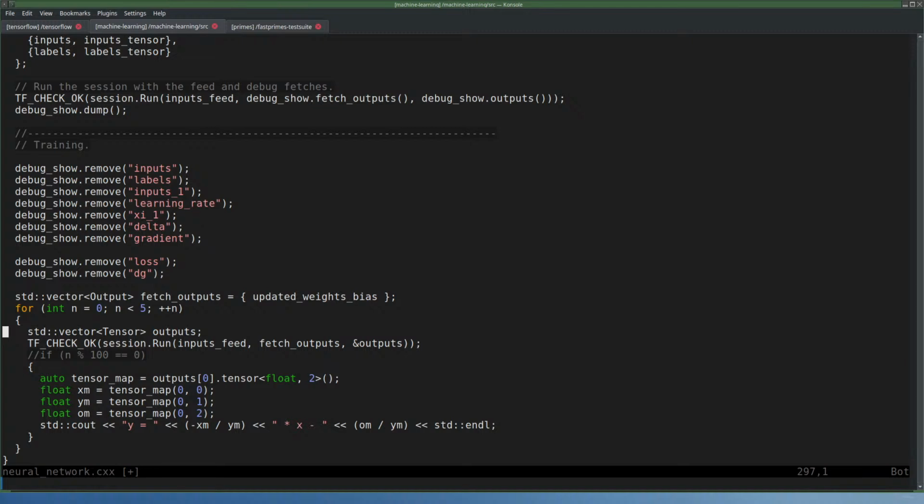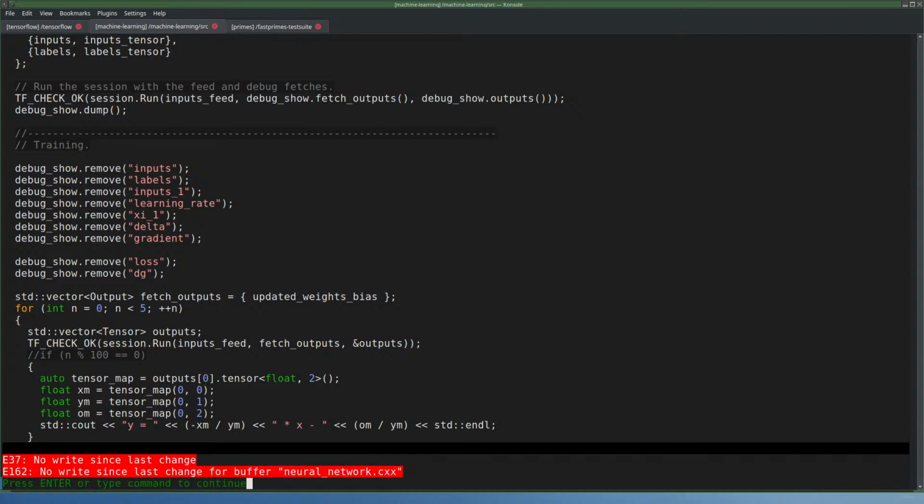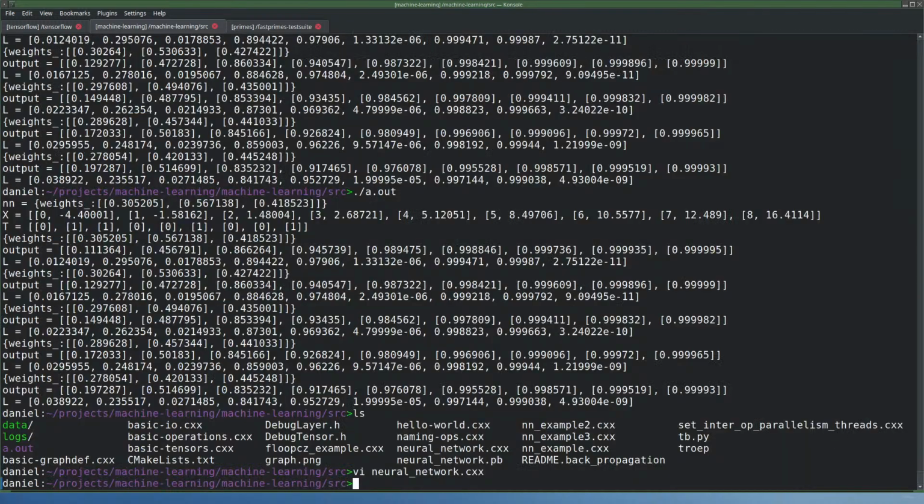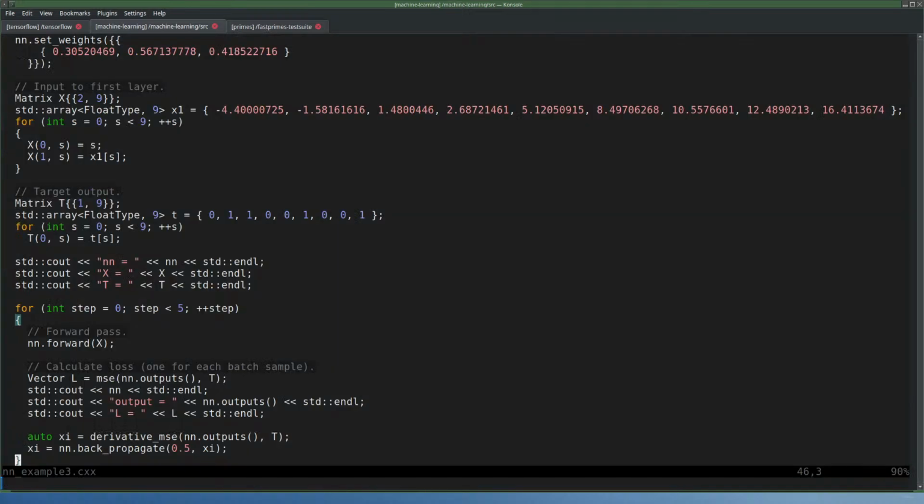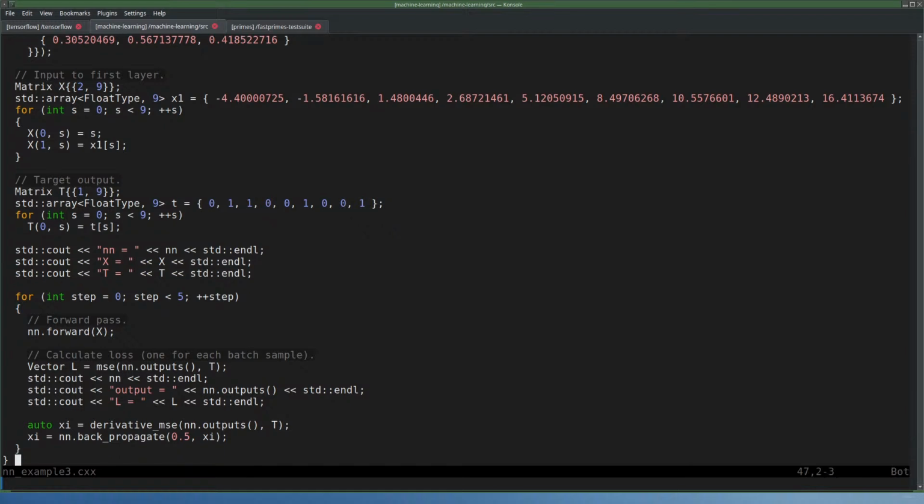I want to print outputs. These are the weights. I can start with printing the weights maybe. Weights and output and loss, yeah.